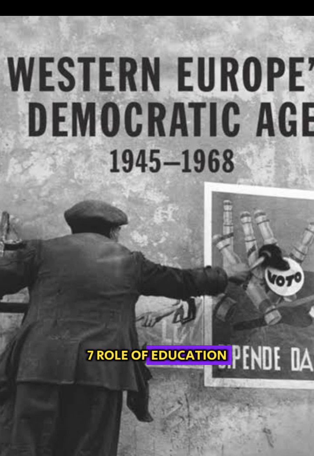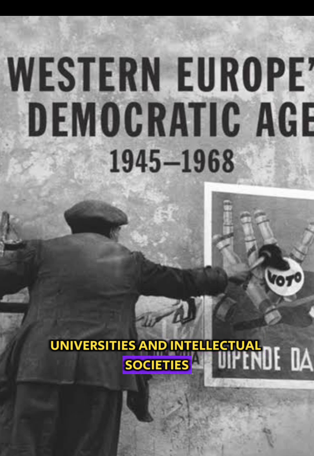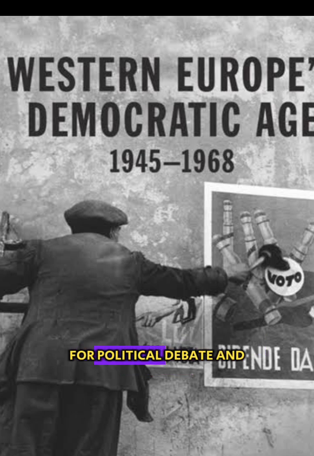7. Role of education and media. Increased literacy rates and the rise of print media during the 18th and 19th centuries spread democratic ideas among the population. Universities and intellectual societies became hubs for political debate and advocacy for reform.